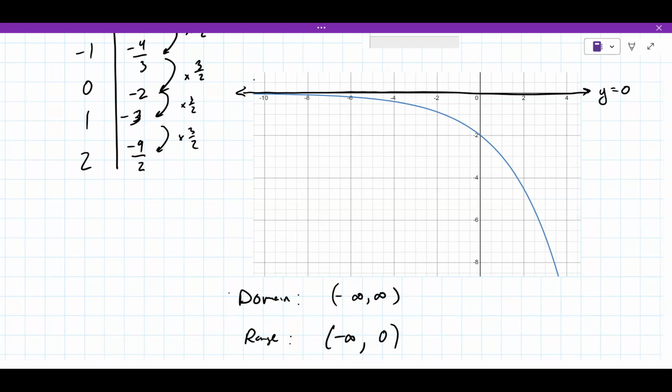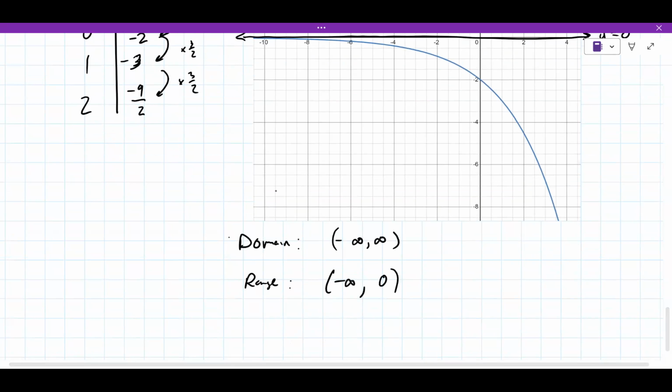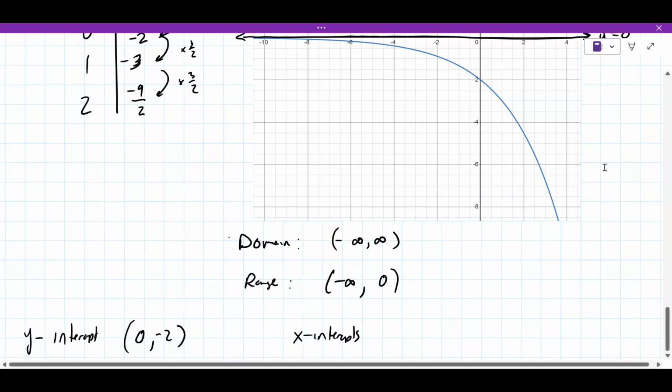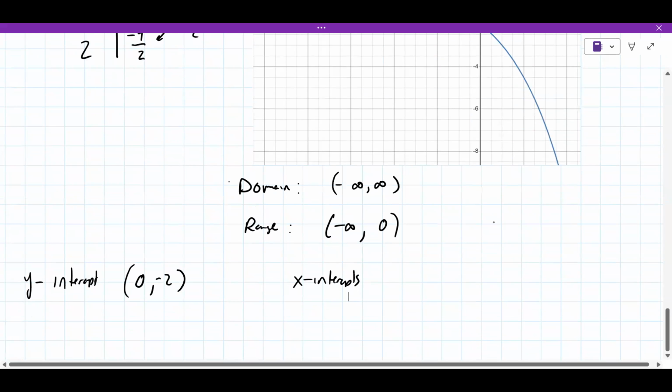So next would be the intercepts, right? So you've got to look here. Where does it cross the y-axis? What's the y-intercept? And I'd like it as an ordered pair, please. It would be 0 comma -2. That's correct. And then does it have any x-intercepts? Does it ever cross the x-axis? No. So we would say none.